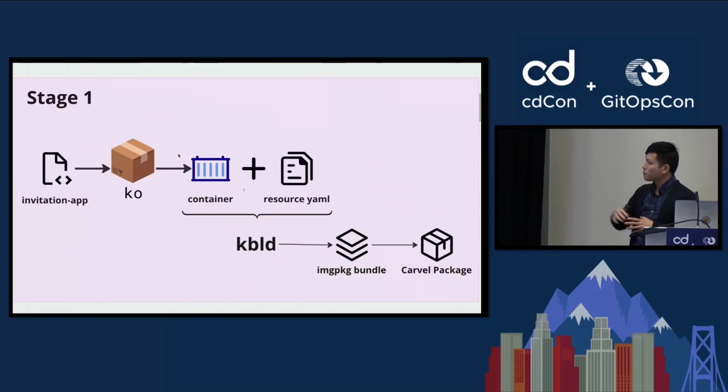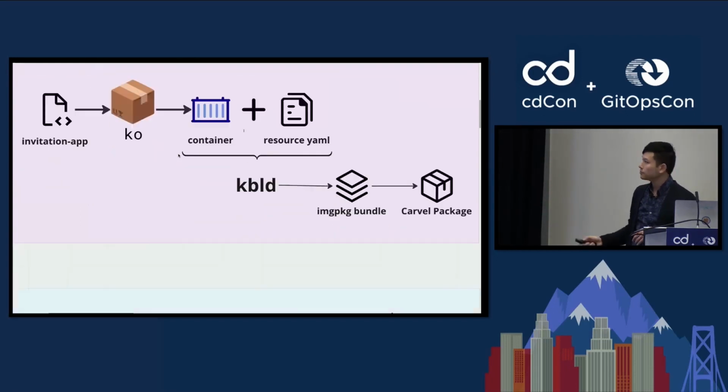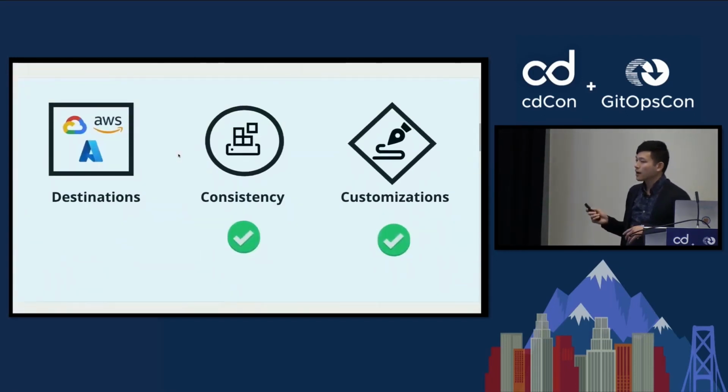So that was stage 1. We took our Go application, built a container, wrote our resource YAMLs that will leverage that container, and wrapped it up again into a Carvel package. And now we have that consistent packaging that is versioned that can be easily ported to different places.